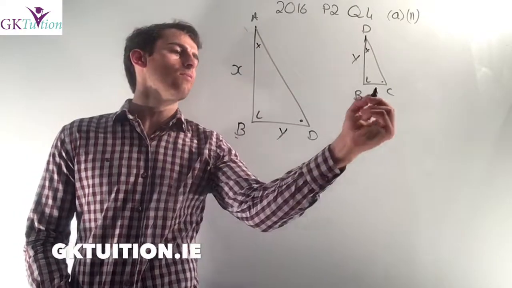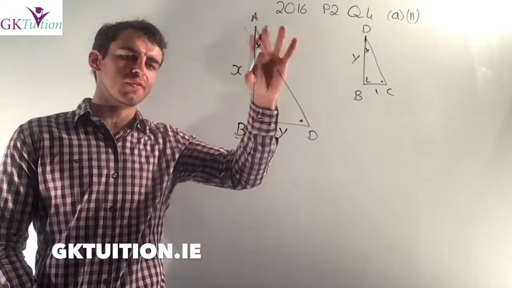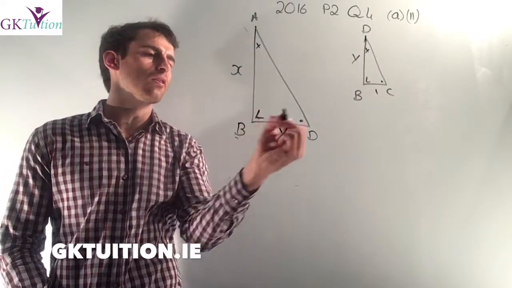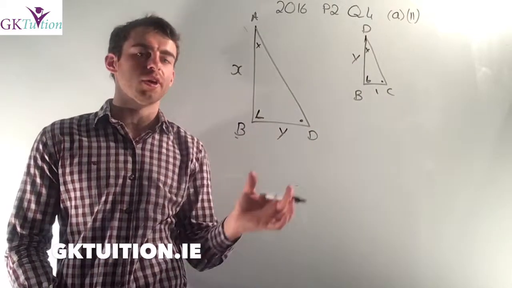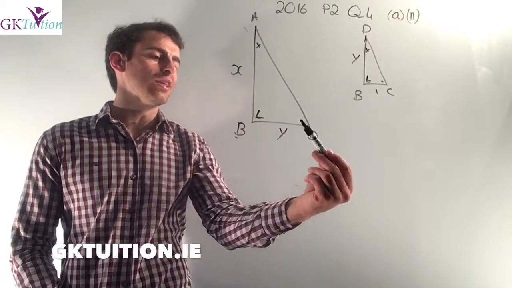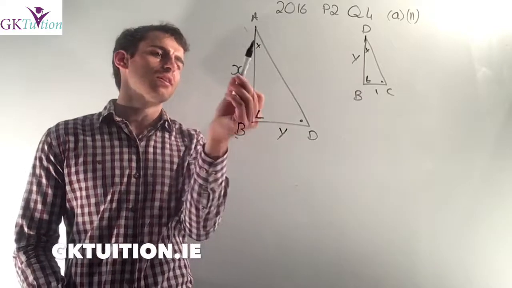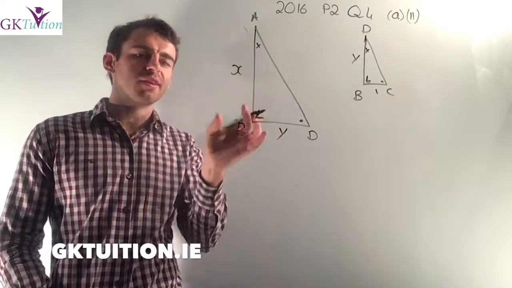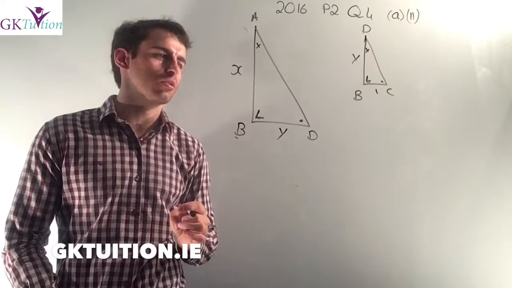So you'll notice here I've marked in my angles. First of all, I've changed the orientation of my triangle so I can compare them. I know that the angle here at B is equal to the angle here at B. They're both 90 degrees. I know the angle at D here is equal to the angle at C, and the angle at A is equal to the angle at D. And based on that, I can tell which sides are proportional to each other.